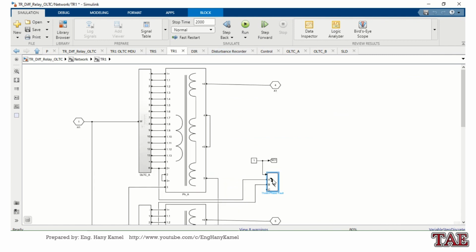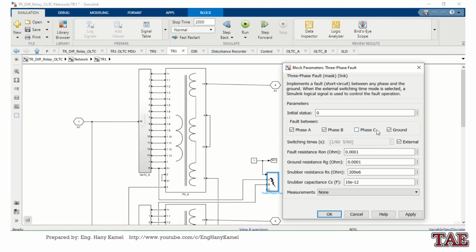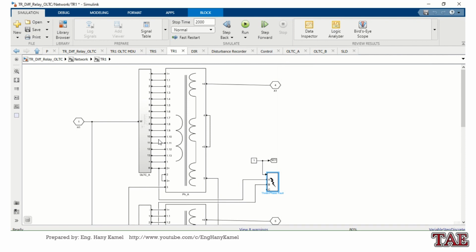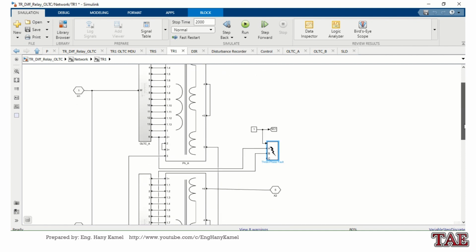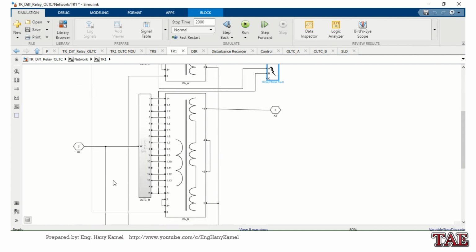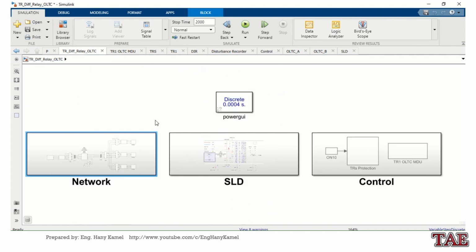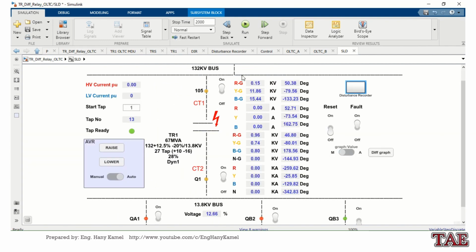Now I will move to a phase to phase fault inside the tap changer. So I take one contact from the R phase and one contact from the yellow phase. I will remove the previous fault. Now run again.